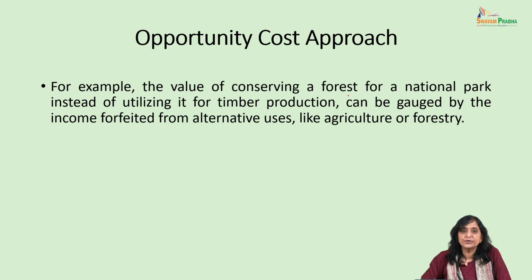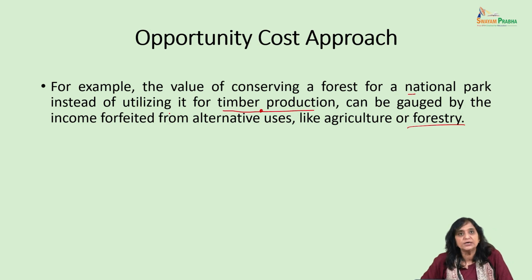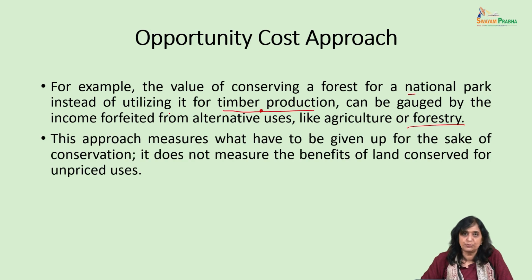But I am not doing that. What are we doing? We are saving that environment. We are saving that forest for the purpose of a national park. So this means that I am foregoing the next best use of this forest, that is timber production. That comes under forestry. So whatever income I would have earned by going in for timber production instead of conserving it for a national park, that is what we will be valuing in the opportunity cost approach.